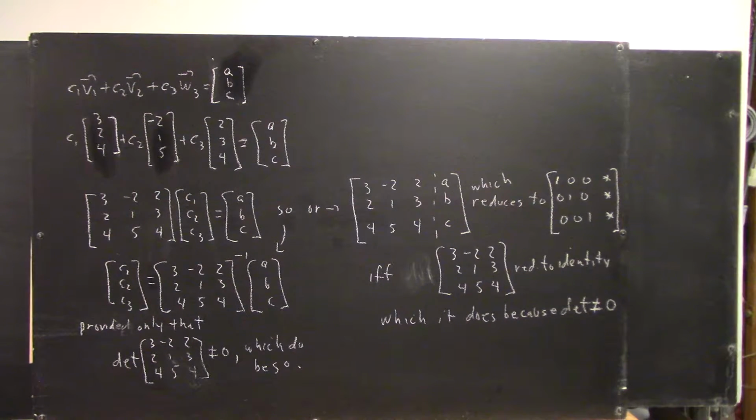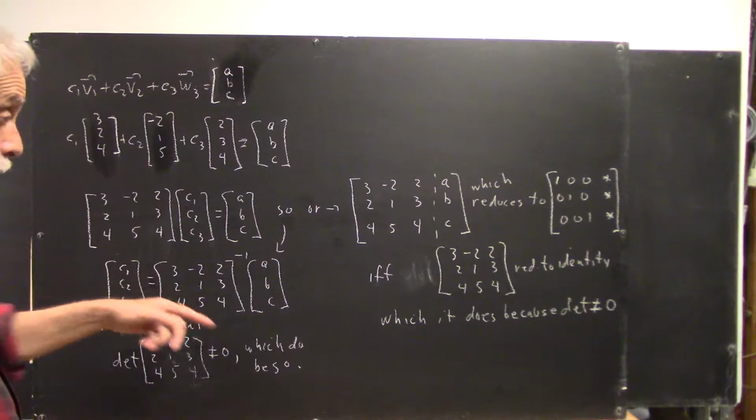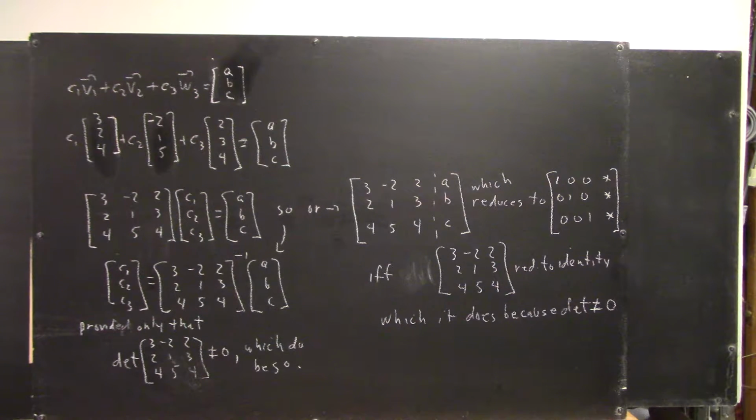Okay, well, that means that C1, C2, C3 is the inverse of this matrix multiplied by A, B, C, provided only that the determinant of this matrix is not 0.